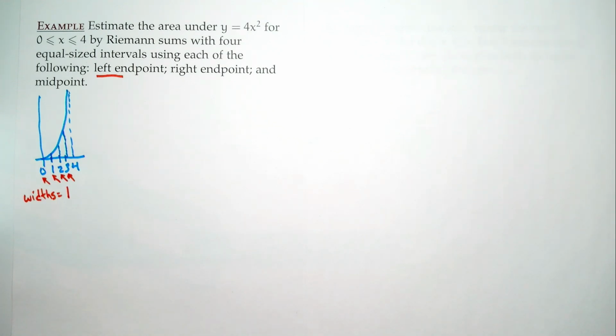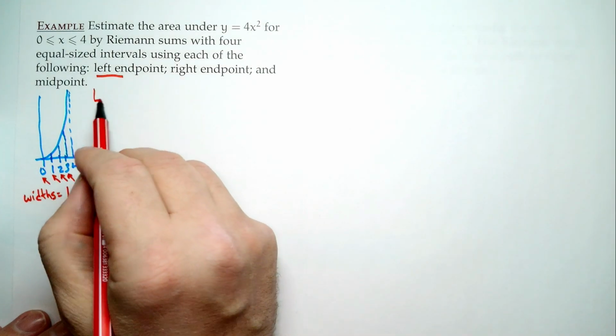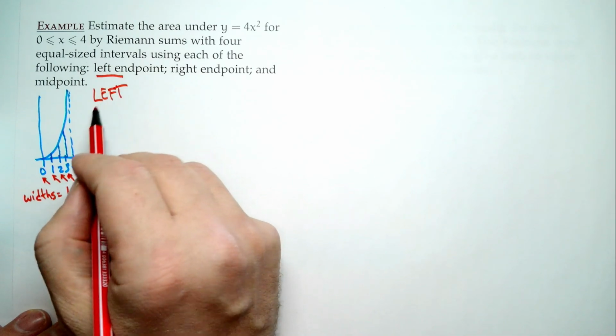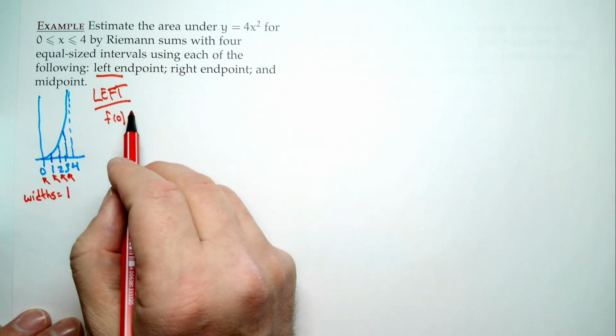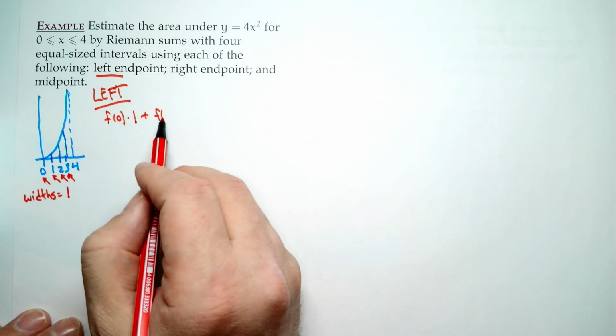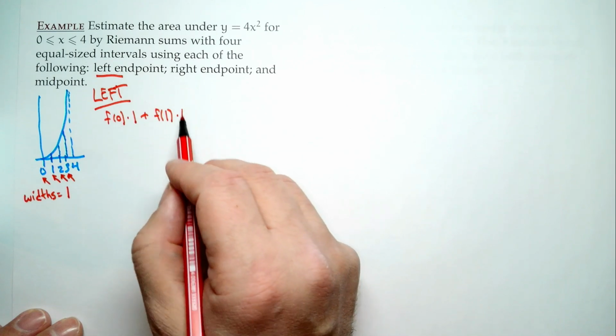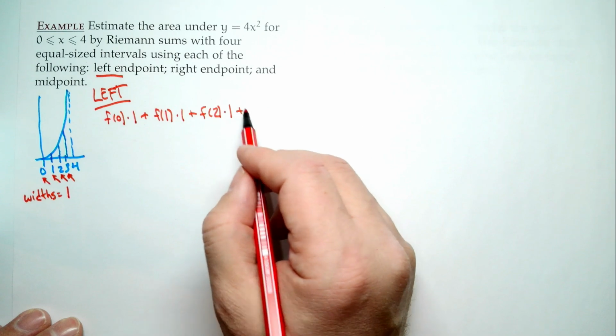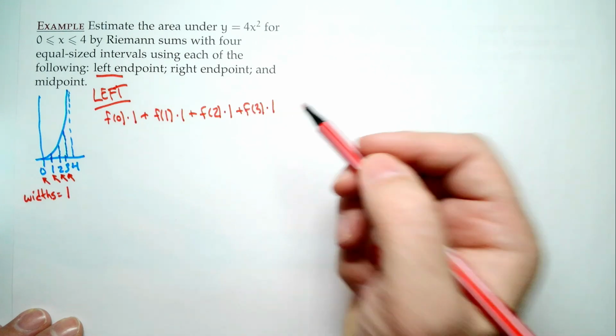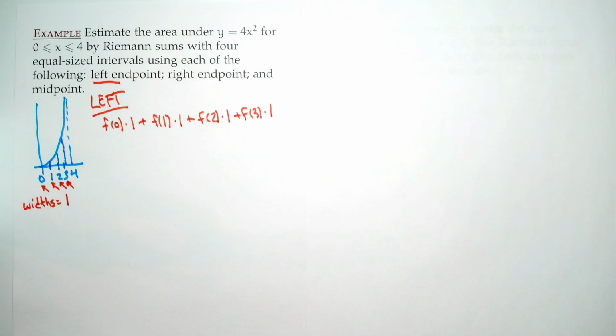Okay, so from the left endpoint, we get the following. It's going to be the function at 0 times 1 plus the function at 1 times 1 plus the function at 2 times 1 plus the function at 3 times 1. And what's happening is the times 1, that's the widths of the interval. So I have to multiply the widths by each term. The f's are the heights.